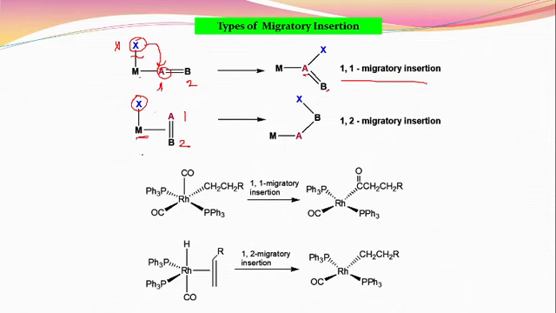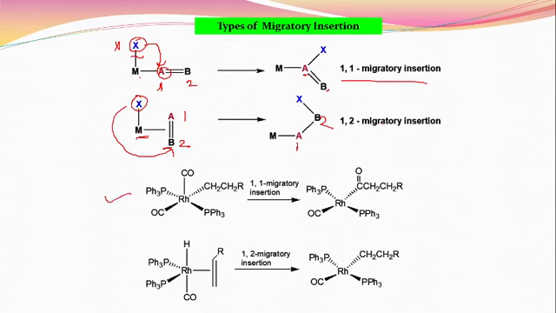Okay, then what happens when this X group is bonded to the 2 position, and there is a formation of a structure like M A B X? That means A is 1 and B is 2, and the migratory group is inserted to the second position of the ligand. That is called a 1,2 migratory insertion. Let me see the example.